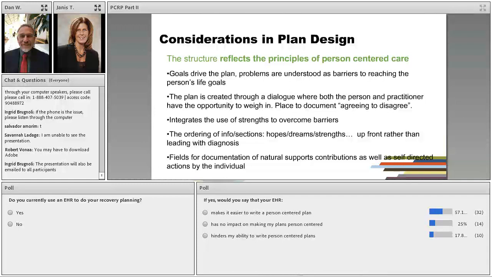So first and foremost, Janis just described a structure, okay? It's a hierarchical structure that builds on certain key principles. So probably the first and foremost of that is that what's driving the plan is a goal rather than the problem. If you look at typical EHRs, there's a built-in hierarchy. In a typical one, you will have a problem, and then you will have a goal to address that problem. Then you'll have your measurable objectives, and then the services that follow from that.